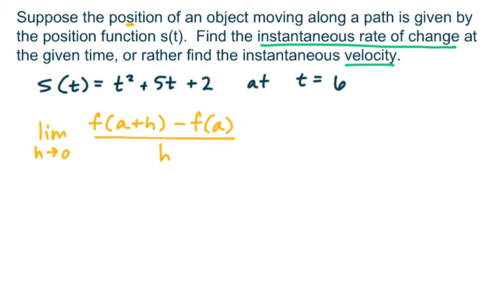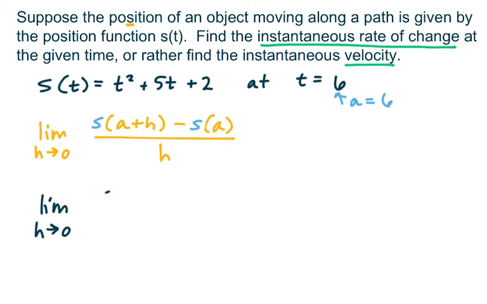In this situation, our point of consideration, our A value, is going to be 6. So let's plug this in. And instead of F, you see here, we actually are going to have S. So S of A plus H minus S of A, all divided by H. So here we have the limit as H approaches 0.